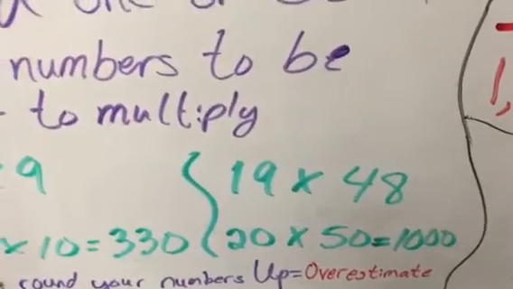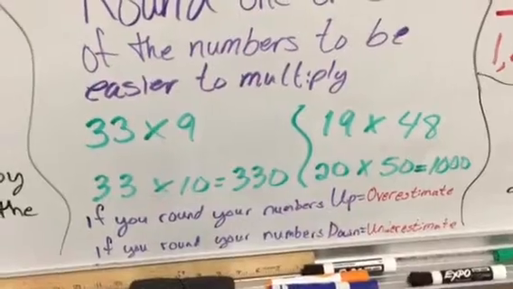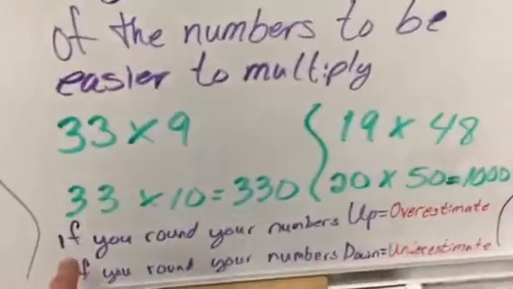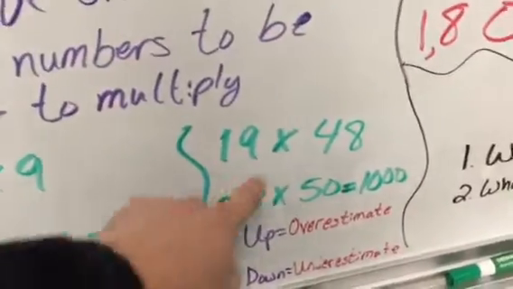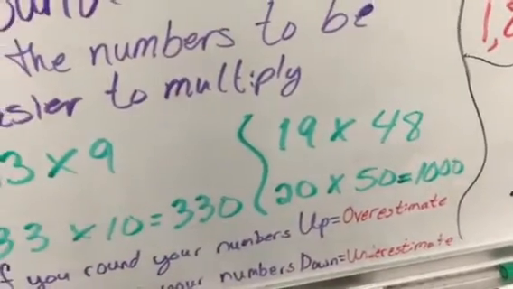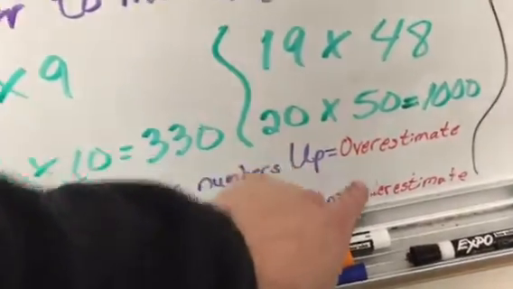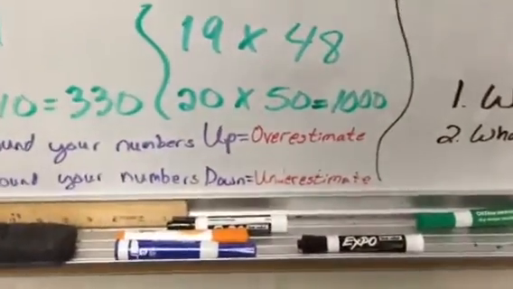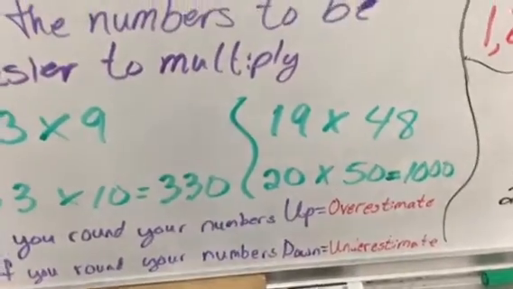Now here's the important part. It's not just rounding or estimating. We have to know whether we round it as an overestimate or an underestimate. So let's look at that. If I round my numbers up, so from 9 to 10, or 19 to 20 and 48 to 50, I rounded those all up, I made them bigger, then that's going to be an overestimate. The actual answer is going to be smaller. So my estimate is too big. If I round my numbers down, that's considered an underestimate. So the estimate is going to be smaller than what the actual answer is.